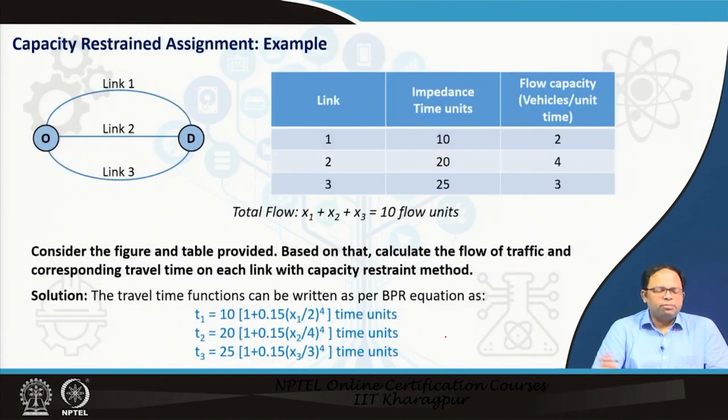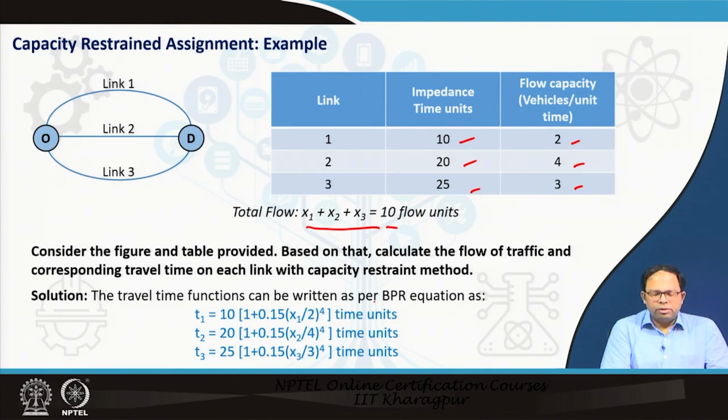So let's see an example. We have 3 links between O and D, link 1, link 2, link 3. We have the impedance of these 3 links, 10, 20 and 25, and flow capacity is also given, 2, 4 and 3, vehicles per unit time. Now total flow, as you can understand, is 10 units. So that means 10 vehicles go from O to D, and we divide it between these 3 links. So consider the figure and the table provided.